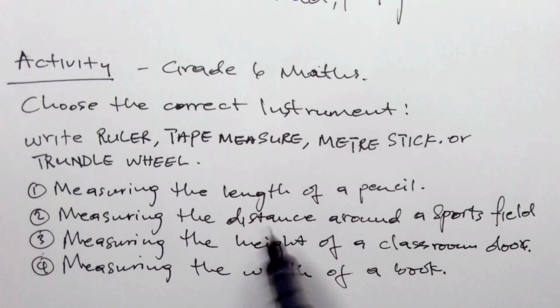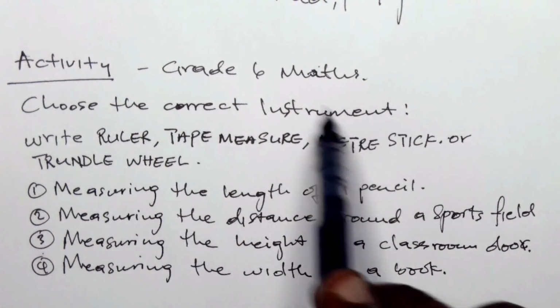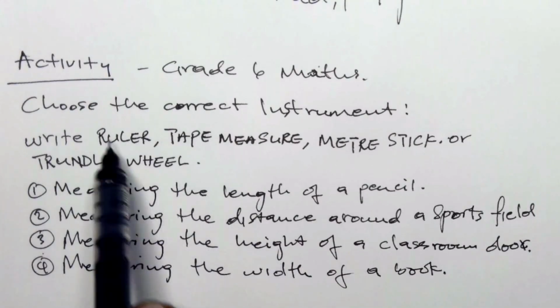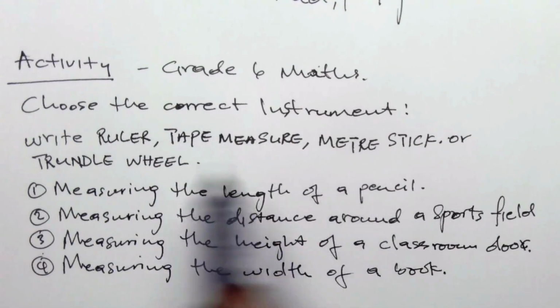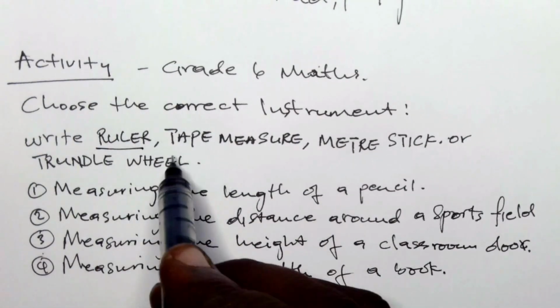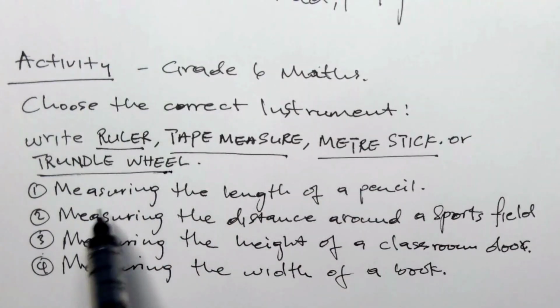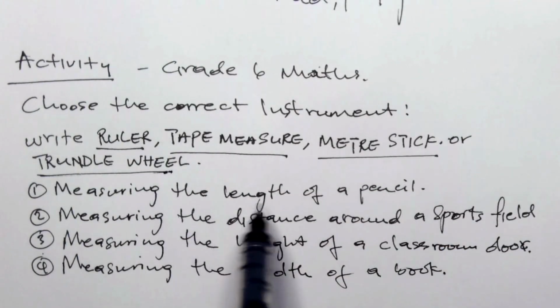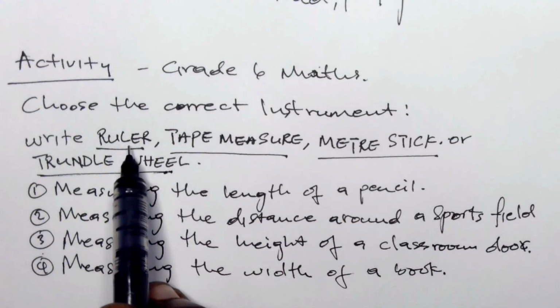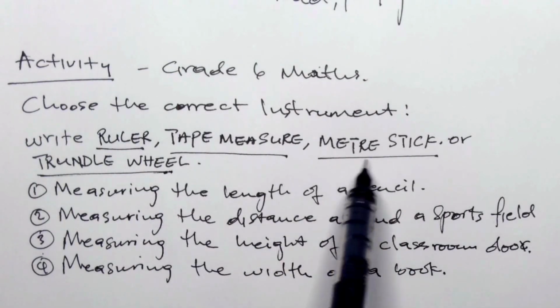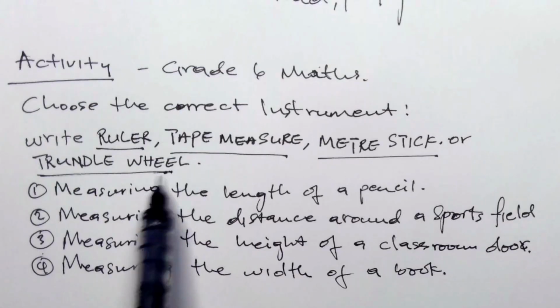So after this lesson, you should be able to answer these questions. They say choose the correct instrument. You are given a ruler, tape measure. So number one says measuring the length of a pencil. Are you going to use a ruler, tape measure, meter stick, or trundle wheel?